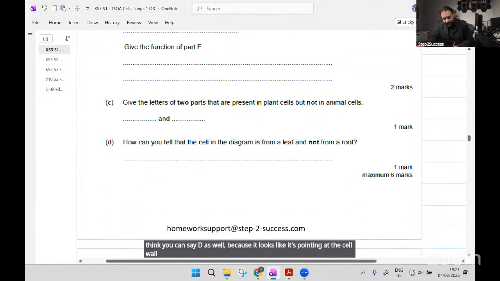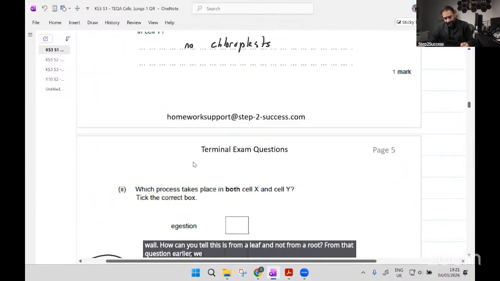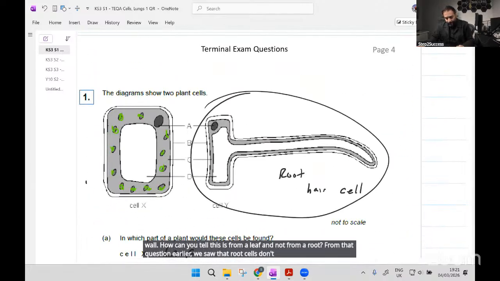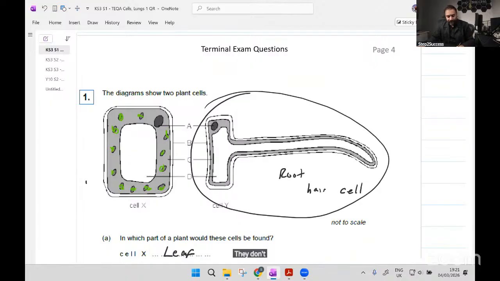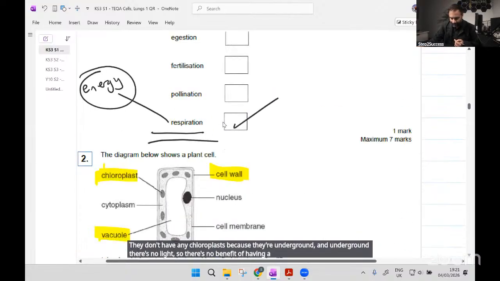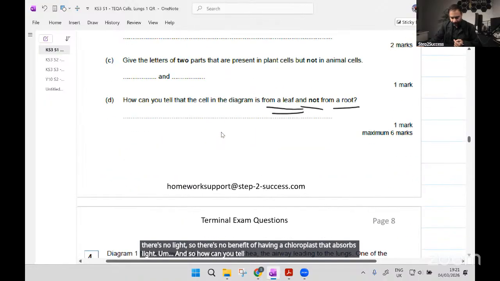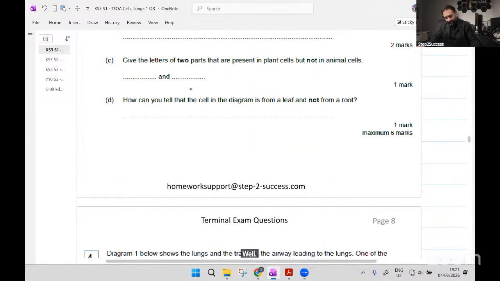How can you tell this is from a leaf and not from a root? From that question earlier, we saw that root cells don't have any chloroplasts. They don't have any chloroplasts because they're underground, and underground there's no light, so there's no benefit of having a chloroplast that absorbs light. So how can you tell? Well, it has chloroplasts.